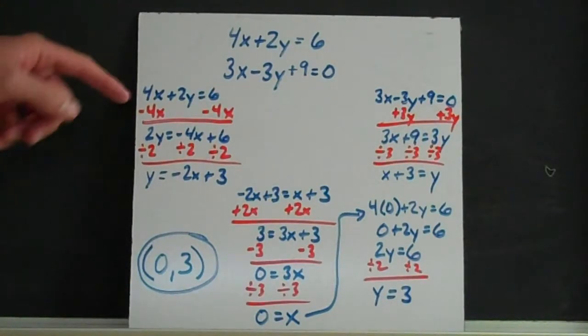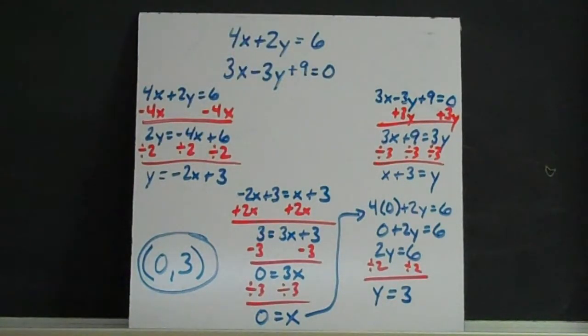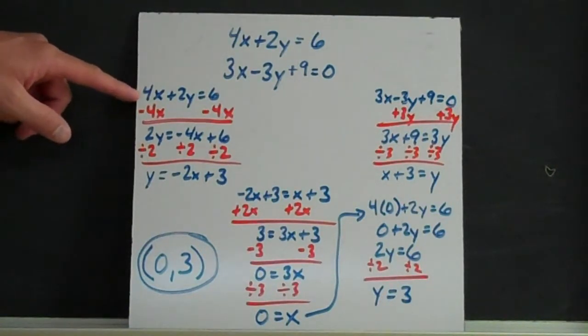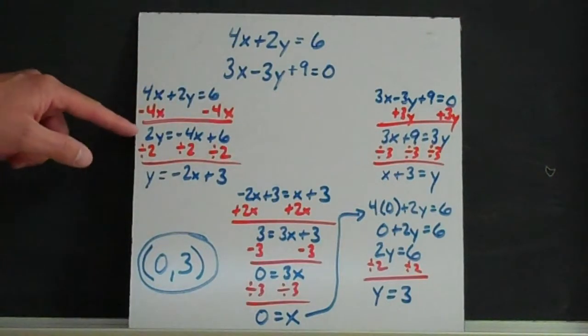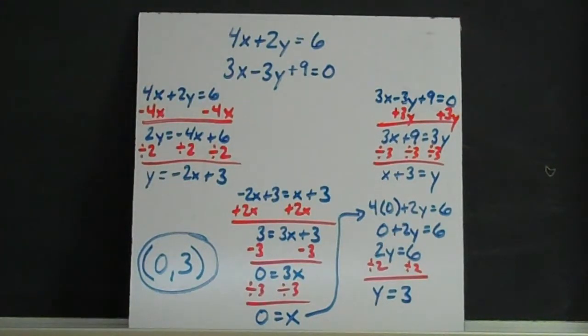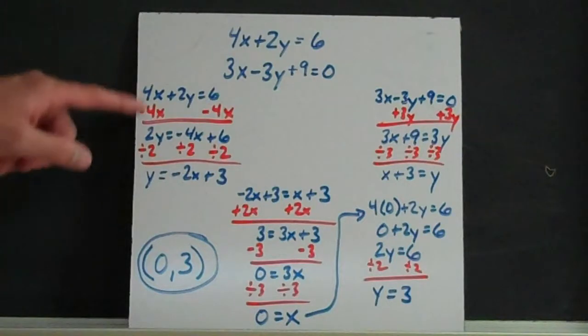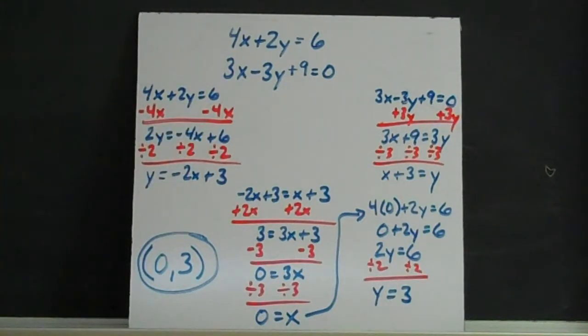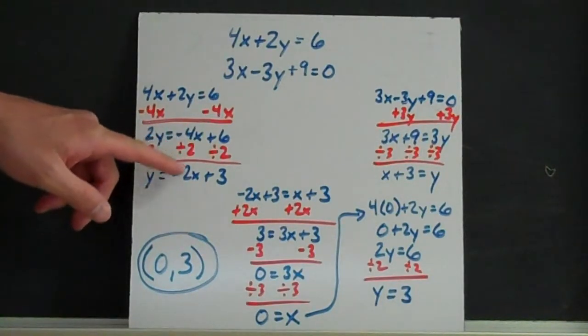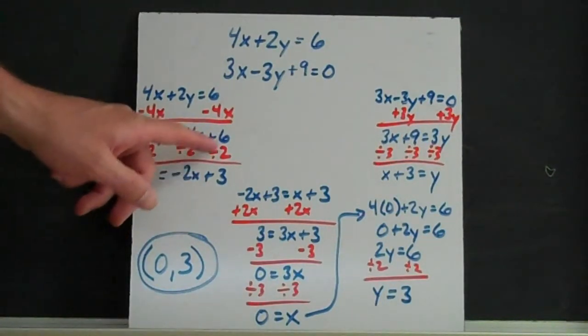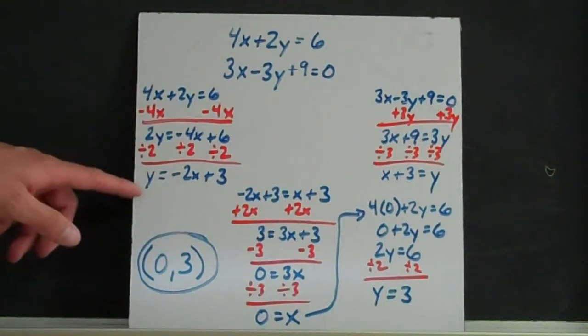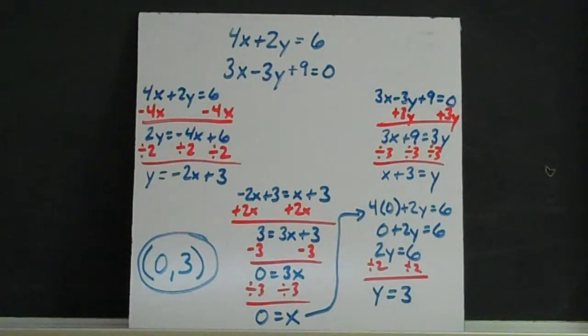So I've written each equation separately, and we're going to solve each equation so that it's in y equals form. For the one on the left here, we start by subtracting the 4x over, and we get 2y equals negative 4x plus 6. We just want y though, so we have to get rid of that 2. So we're going to divide everything by 2. 2y divided by 2 is y. Negative 4x divided by 2 is negative 2x. 6 divided by 2 is 3. And we have the equation y equals negative 2x plus 3.